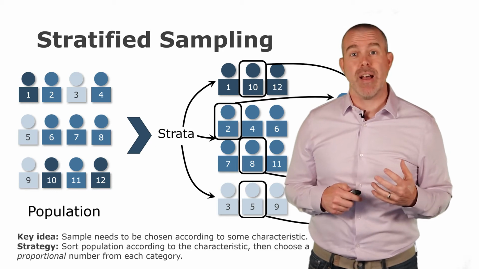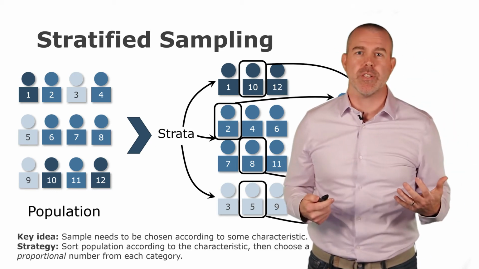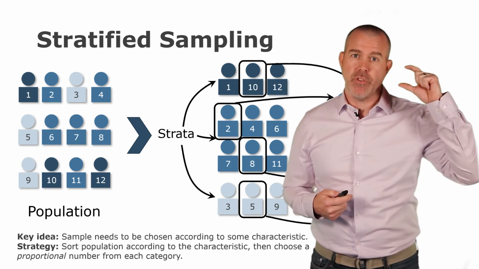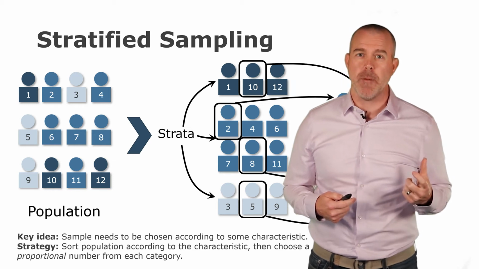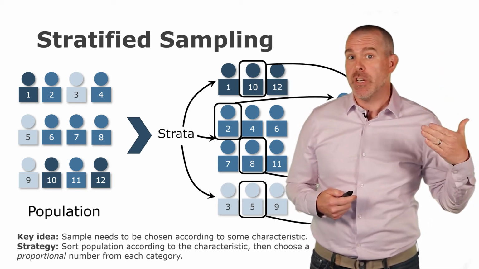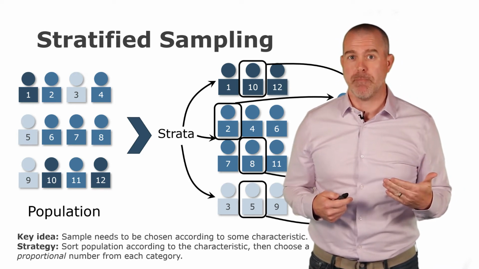The key for stratified sampling is that your population already has to be split up according to whatever characteristic you're interested in. And to select your sample, you have to know how many are in each of the strata, and so you know what those ratios are in the whole population. You just make sure that the ratios of your sample are the same.